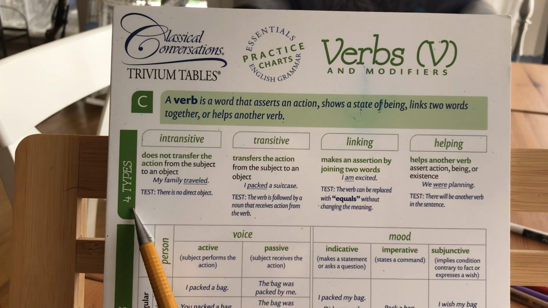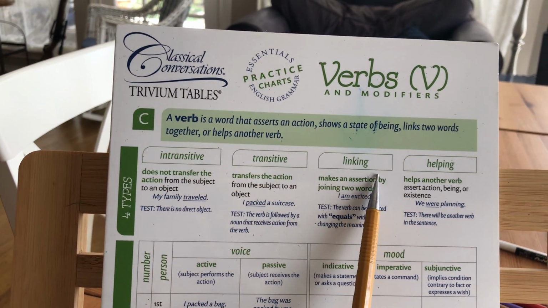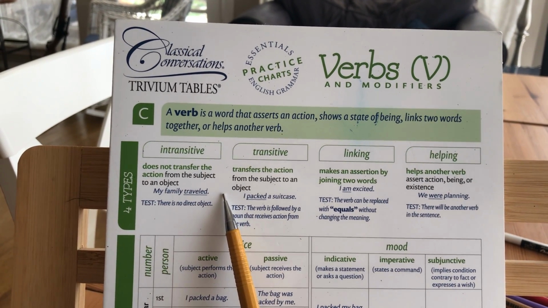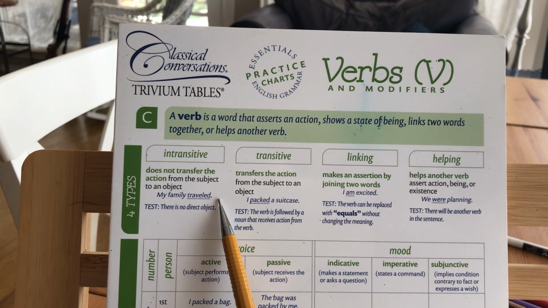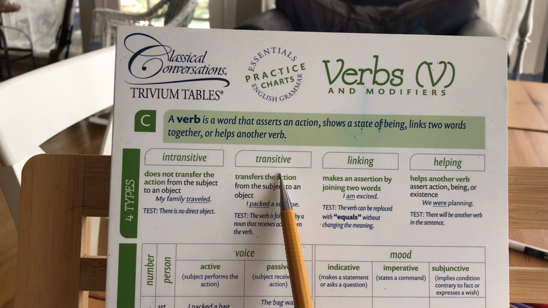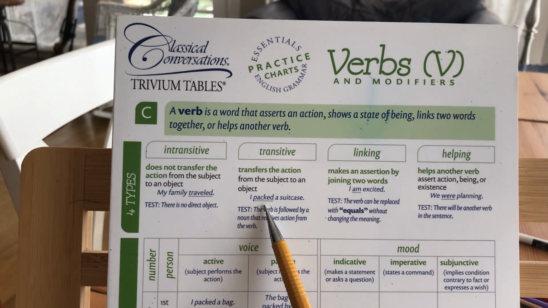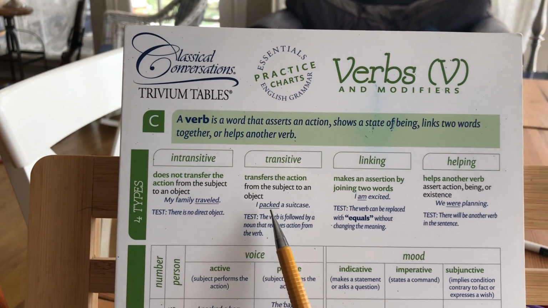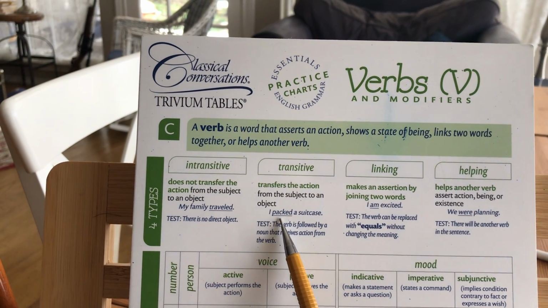As far as the 4 types of verbs, they are intransitive, transitive, linking, and helping. Intransitive does not transfer the action from the subject to an object. For example, my family traveled. There is no direct object after the verb. The action is not being transferred to anything. But a transitive verb does transfer the action from the subject to an object. For example, I packed what? A suitcase. In this case, we do have a transitive verb. And a transitive verb, the test is it's always followed by a noun that receives the action from that verb.